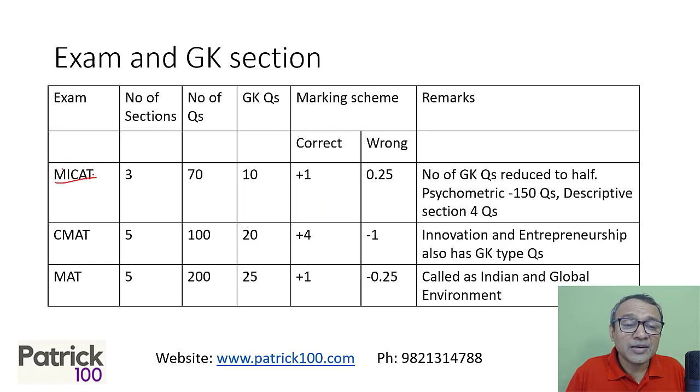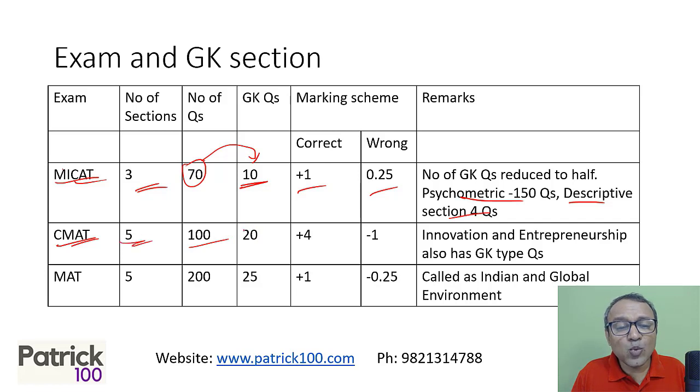Other exams include MICAT. The number of GK questions last year was reduced to 10. They have 3 broad sections: psychometric test, descriptive section, and then 70 questions of aptitude test. In that, there are 10 questions of GK, so the weightage has been reduced, 10 out of 70, +1 -0.25 as of last year. CMAT has quite a bit of weightage. Normally 5 sections in the paper, 1 section is GK, but they have one more section called innovation and entrepreneurship, which also has GK type questions. So technically the weightage for GK is more than 20%, right? So yes, for CMAT, GK becomes important. MAT has 200 questions, 25 questions are GK.